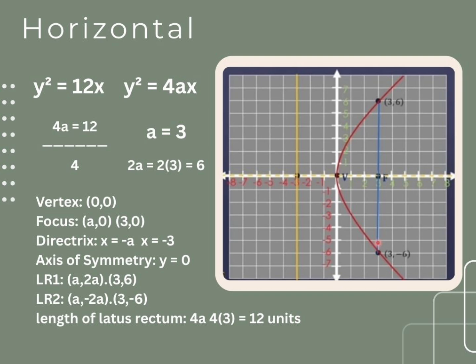So when plotting the parabola, our coordinates for the vertex are 0 and 0. For the focus, it is (a, 0), which is (3, 0). For the directrix, it's x equals negative a, or x equals negative 3. For the axis of symmetry, y equals 0. For LR1, (a, 2a), or (3, 6). For LR2, it's (a, negative 2a), or (3, negative 6). And for the length of the latus rectum, which is 4a, or 4 times 3, equals 12 units.